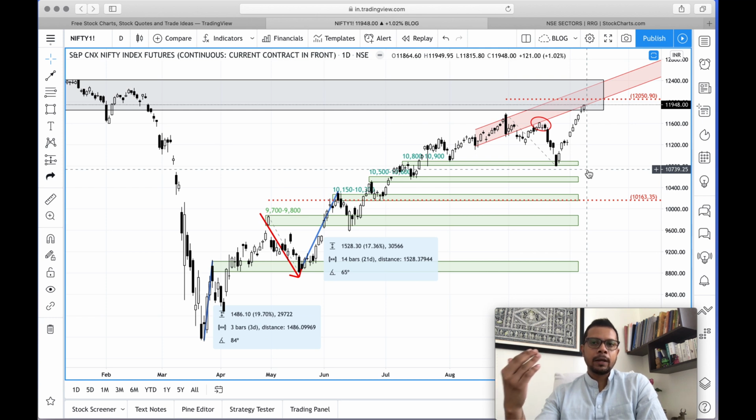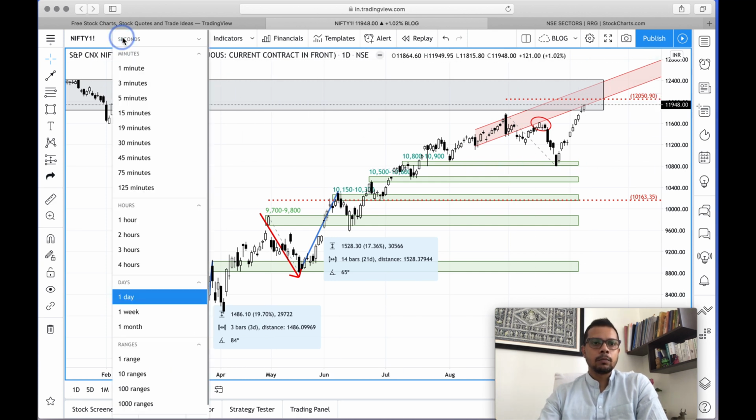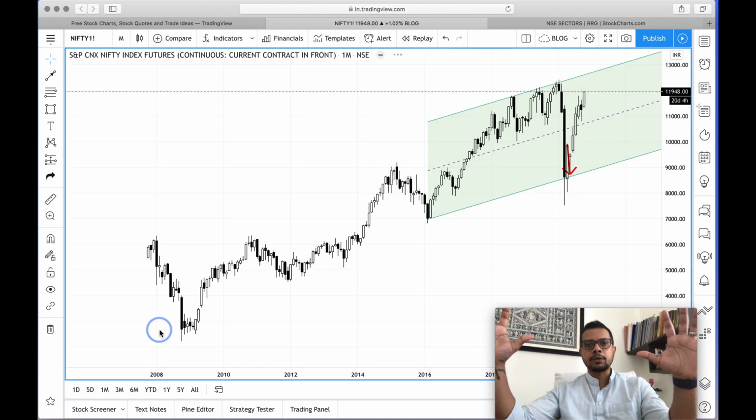And we are now entering a zone of serious resistance. Now, will this go to 12K, furthermore 12.5K? We don't know, because price will tell us exactly what's going to happen. But we should prepare accordingly. And to prepare accordingly, let me now take you through Nifty from a long-term perspective.